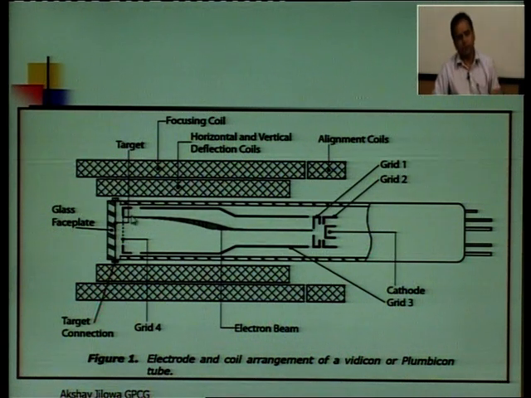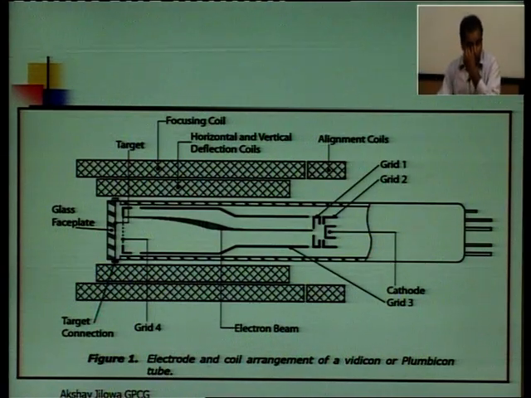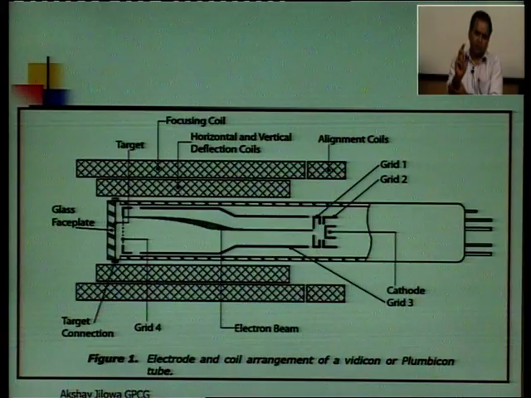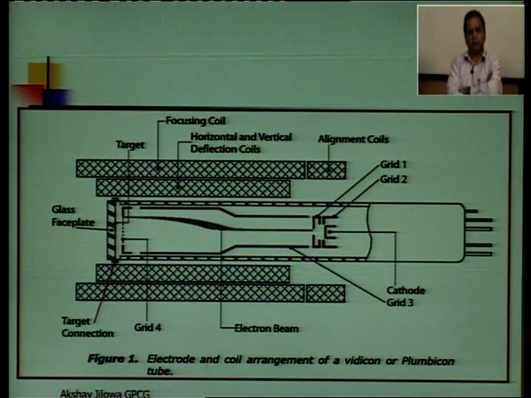As we just read, the principle of operation of this tube is photoconductivity. So, a photoconductive layer is deposited here. The property of a photoconductive layer is that when light falls on it, it changes its conductivity or resistivity. So, different areas have different conductivity, which depends upon the light being emitted from the scene at a particular location.